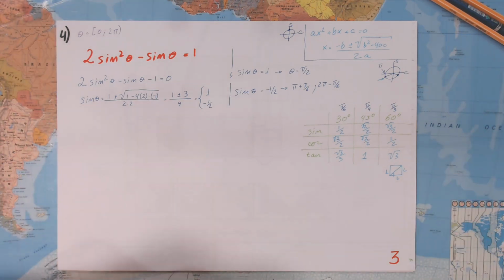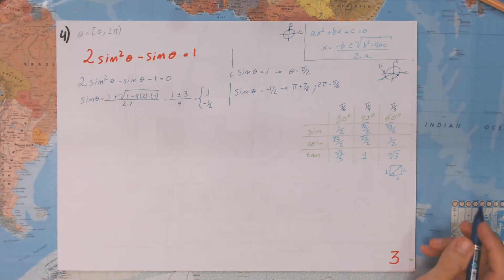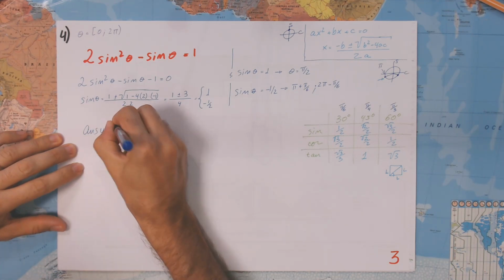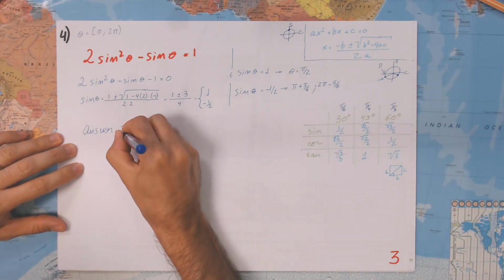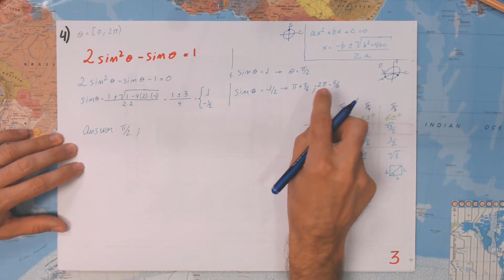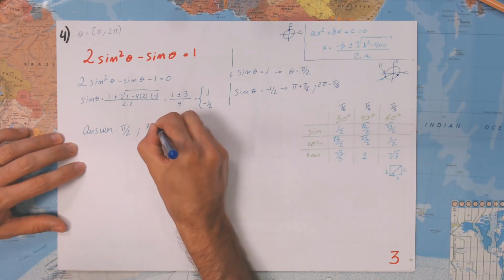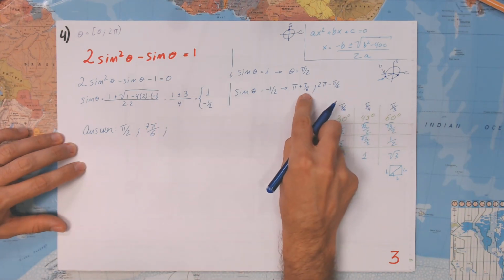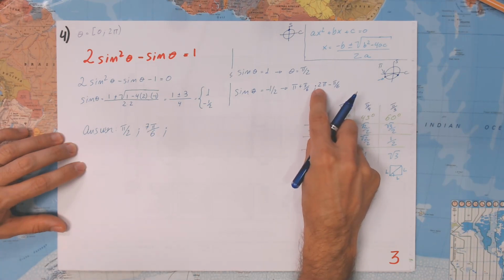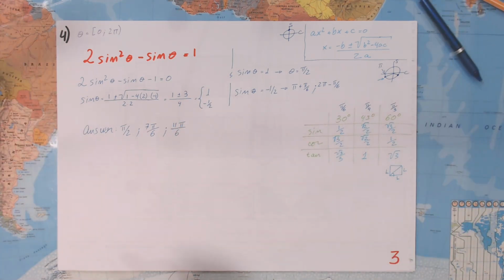Okay? So the final answer, let's write it down. The final answer would be pi plus pi over 6, this one. Then, if you just want to put in a simple fraction, this would be, okay, 7 pi over 6, right? 6 pi plus 1, 7 pi. And this one would be what? It's going to be 12 pi minus 1, 11 pi over 6. So this would be the answer.